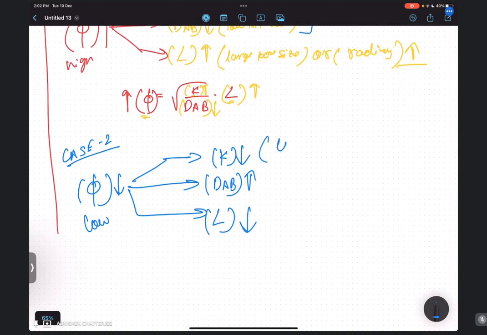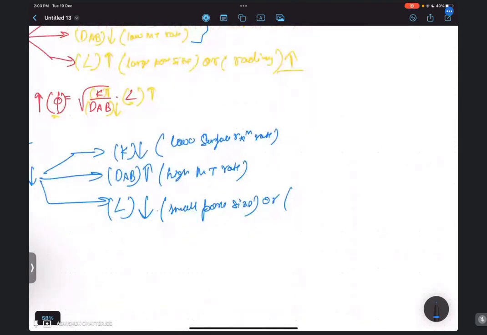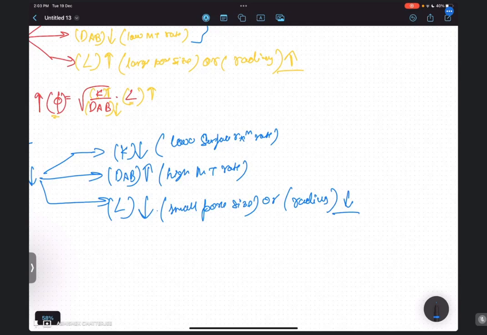k वैल्यू कम मीन्स लो रिएक्शन, लो सरफेस रिएक्शन, लो सरफेस रिएक्शन रेट। D_AB वैल्यू हाई मीन्स हाई मास ट्रांसफर रेट, और L वैल्यू लेस मीन्स स्मॉल पोर साइज, or the radius, it is smaller, small radius.